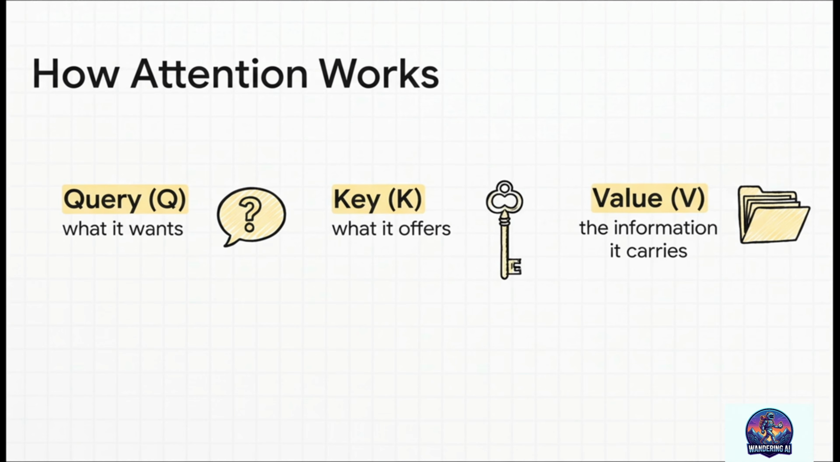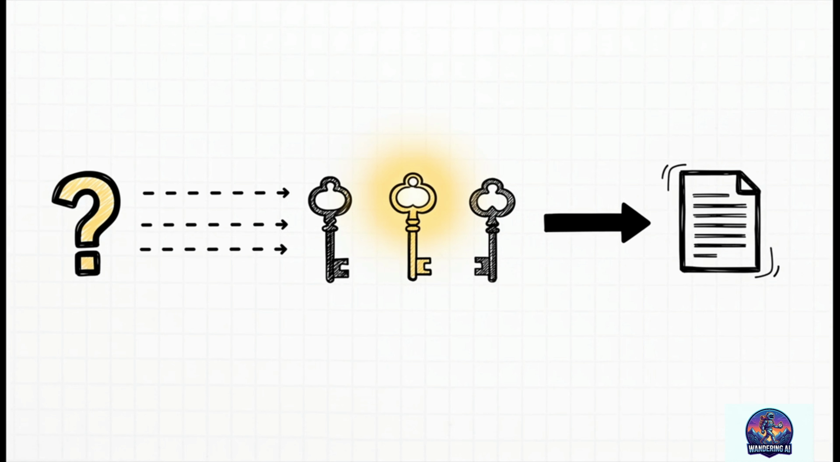The easiest way to think about it is like a researcher in a library. The query is the question the researcher has in their head right now. The key is like the title on a book's spine, advertising what it's about. And the value is the actual information, the good stuff, inside the book. So what the AI does is it takes its current query, its question, and it checks it against the key of every single previous token.